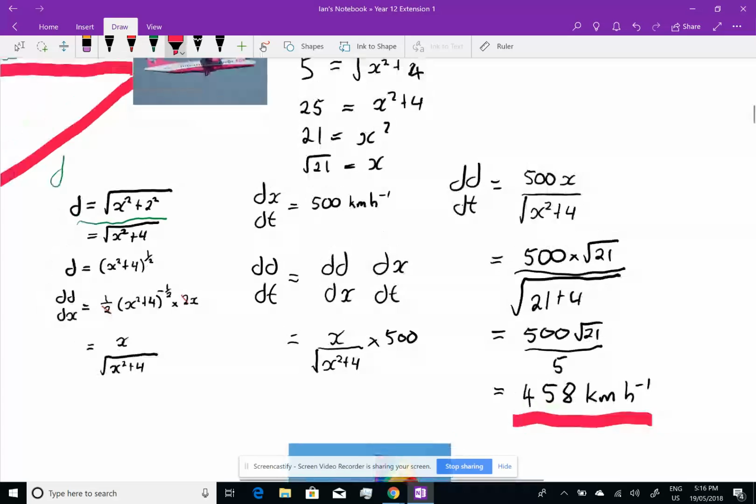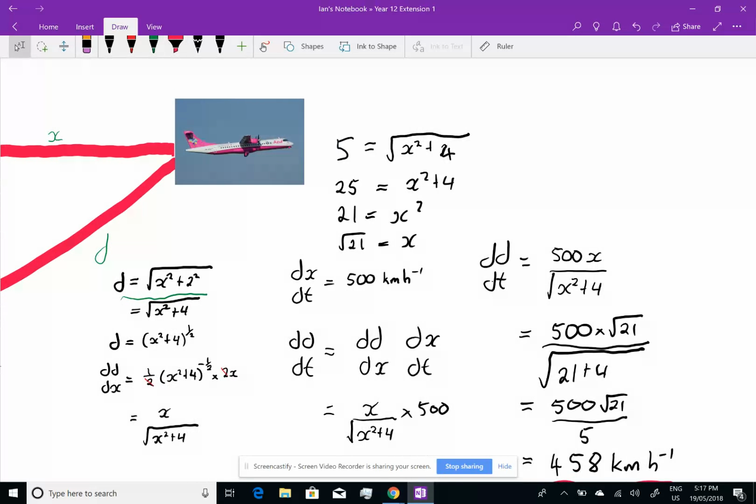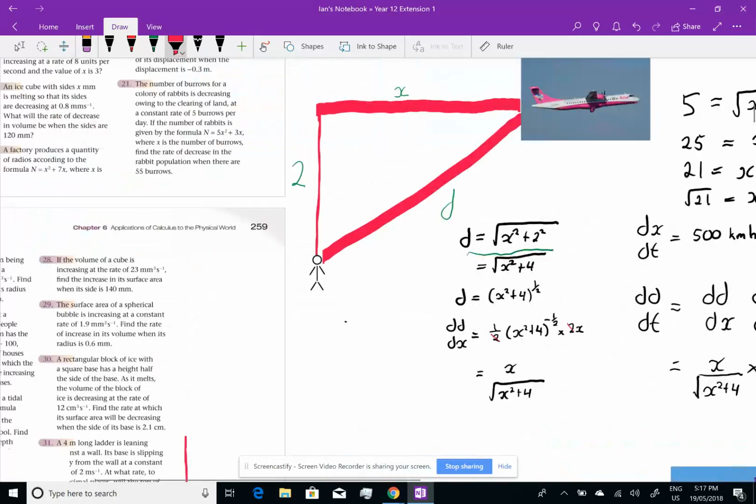Woohoo! So have a look at what we did. We drew a diagram, we got an equation for D, we differentiated that and got dD/dx. I've got the rate of change of the horizontal distance, 500 kilometres per hour, that's the speed of the plane. I've found the rate of change of distance between the observer and the plane, dD/dt. Then I got that stumbling block because they told me to find the rate of change when D is equal to 5, and I didn't have D in my equation, but I can find D in the original equation just by rearranging it. Okay, the next question.